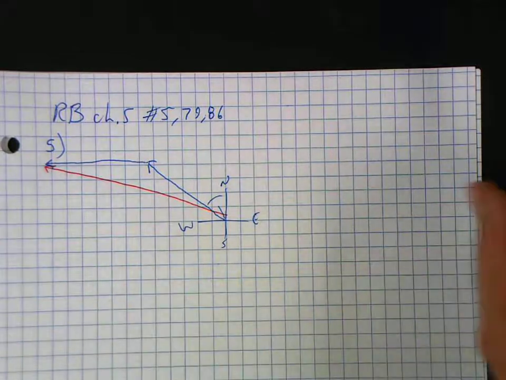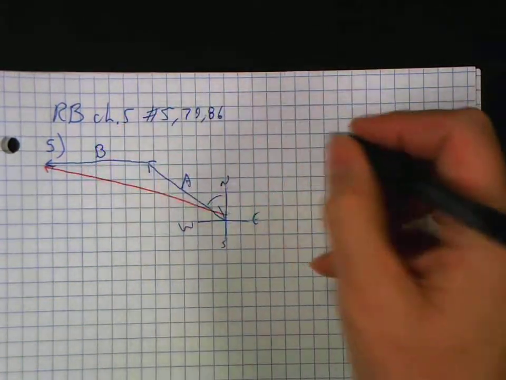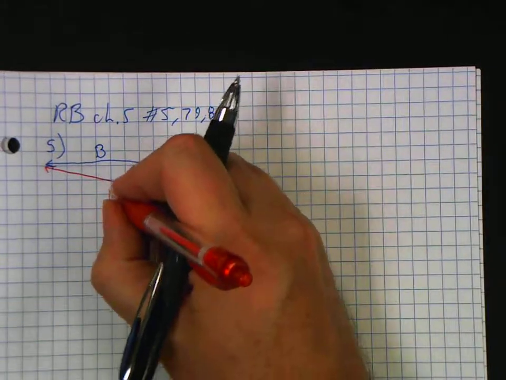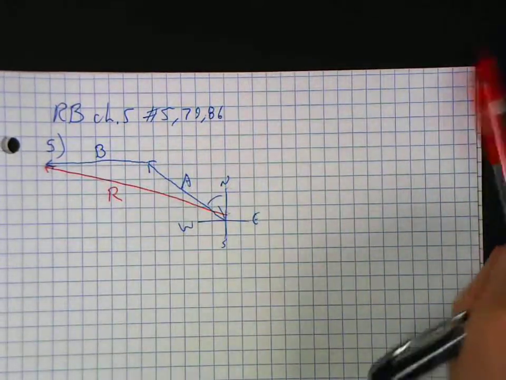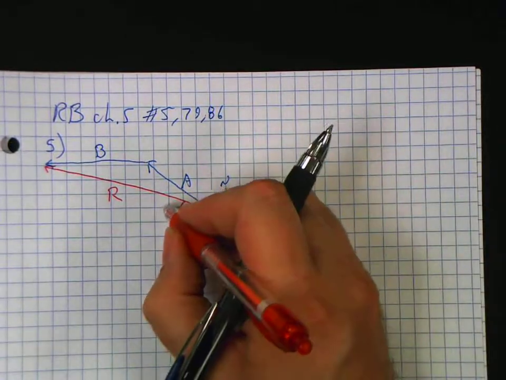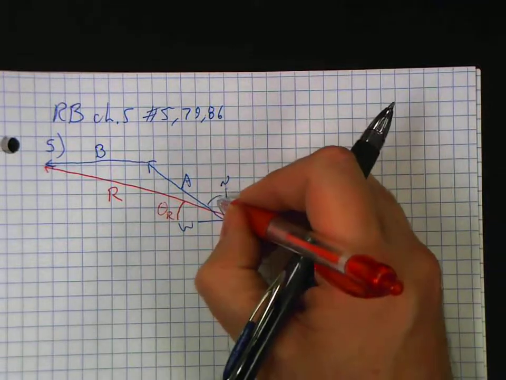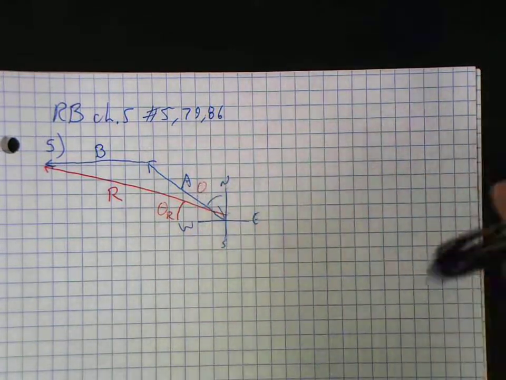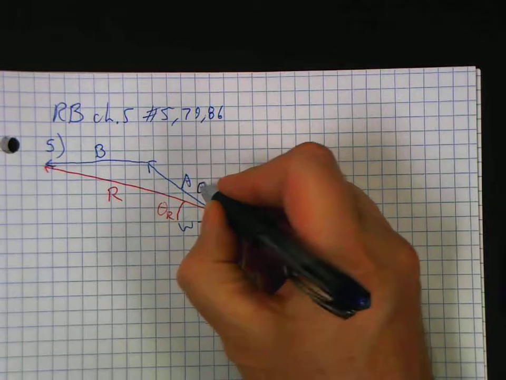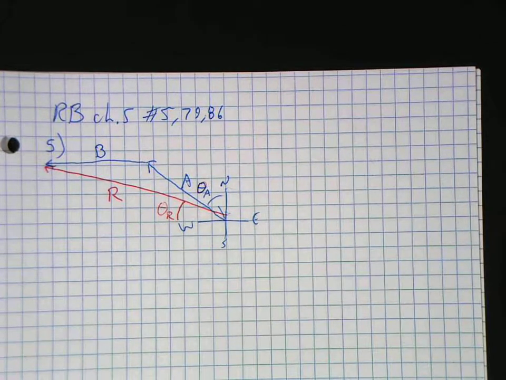But our first vector we're going to call A. Our second vector we're going to call B. What the vectors add up to we're going to call R. And I think we will find this angle here for the angle associated with R. This angle right here, better put it in blue, is the angle theta associated with vector A.